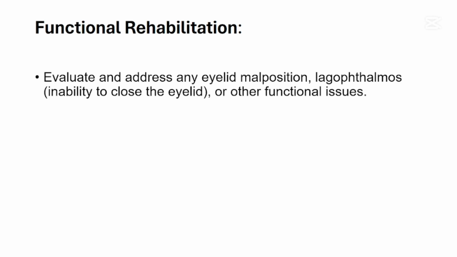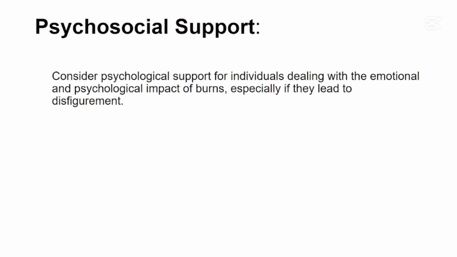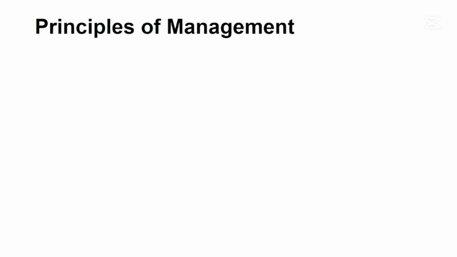Functional rehabilitation includes addressing the malposition and lagophthalmos, that is, inability to close the eye, and other functional issues. And you need reconstructive surgery if there's a functional impact. And always don't forget about the psychosocial support the patient needs. Some might even commit suicide with this, so you need to address that and make sure they have minimal disfigurement, as well as those areas addressed.